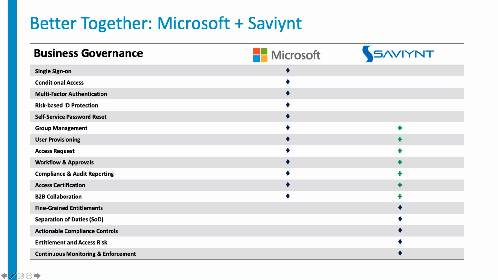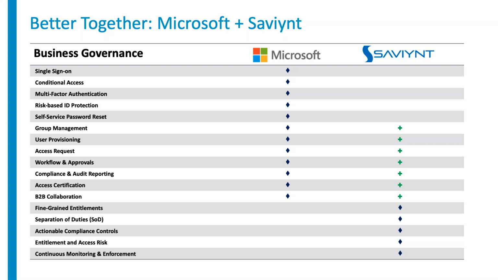Their access request system. Saviynt provides an enhanced access request process, which includes AI, machine learning, which is able to deliver a risk-based, rather frictionless access request system, with multiple levels of approval in the environment with their workflow. And then there's the areas where Saviynt is going to provide and fill in those gaps, like with fine-grained entitlements, separation of duties, compliance controls, entitlement and access risk, and also continuous monitoring and enforcement of those policies.